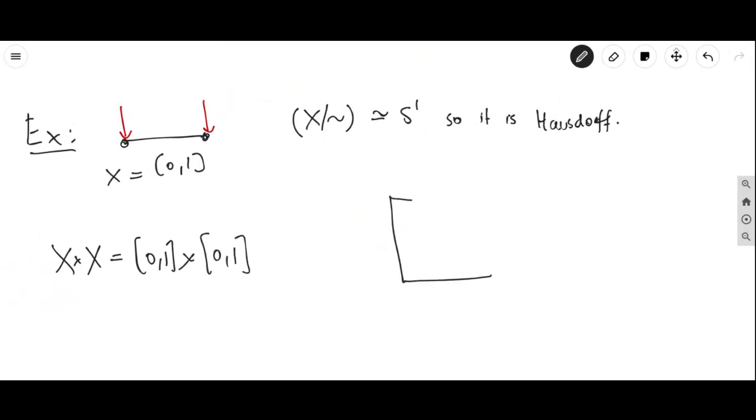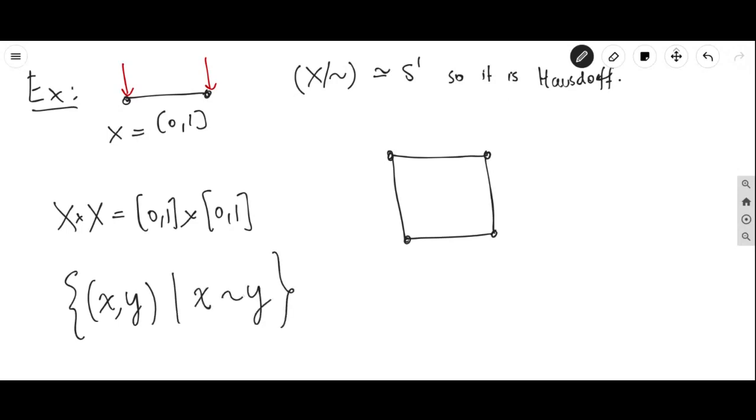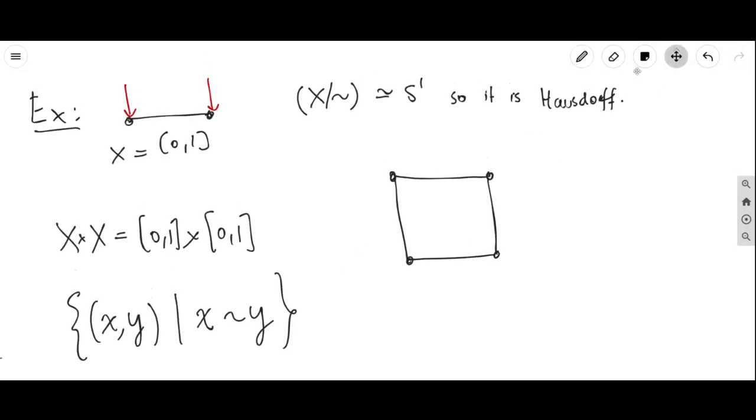So that's our unit square. And we're going to construct the set of all points where X is related to Y. So all of the points in the unit square where X is related to Y. Now, keep in mind that X is always related to itself because that's the reflexive property. So the diagonal is part of that.